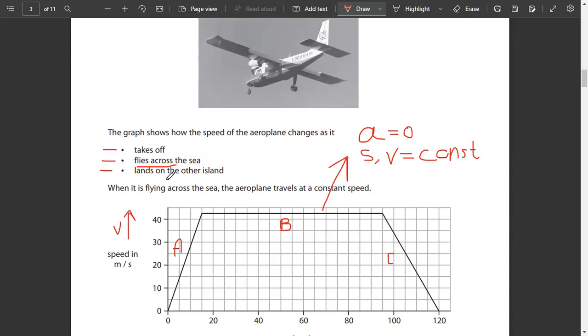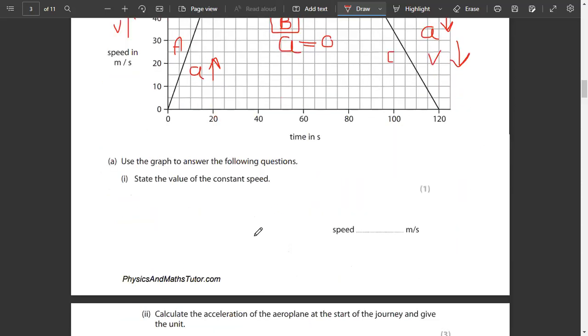Part C of the graph, when it is landing on the other island, ये आपको दिखा रहा है कि it is decelerating और जो आपको velocity है वो भी decrease कर रही है. यहाँ पे it was accelerating when it was taking off और यहाँ पे acceleration आपके पास 0 थी. When it is flying across the sea, the aeroplane travels at a constant speed, जो कि हमने part B से indicate किया है with a horizontal straight line.